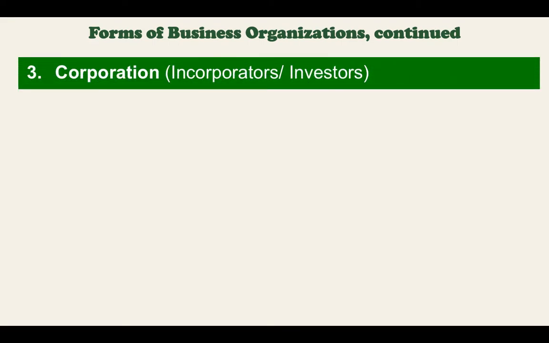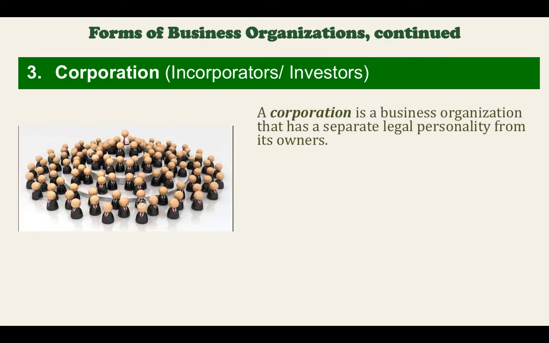And the next form of business organization is corporation. A corporation is a business organization that has a separate legal personality from its owner. So it's separate. A corporation has its own personality aside from the owners.